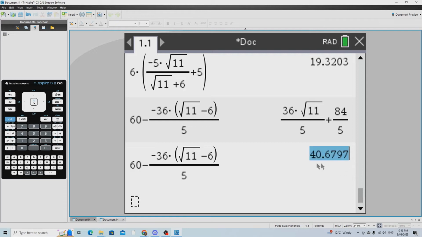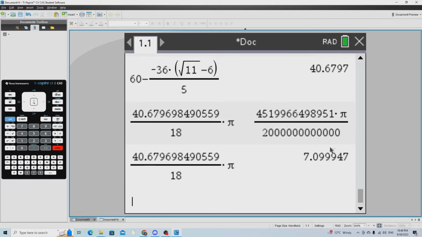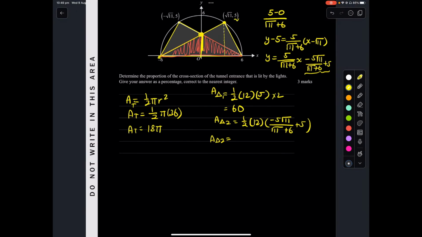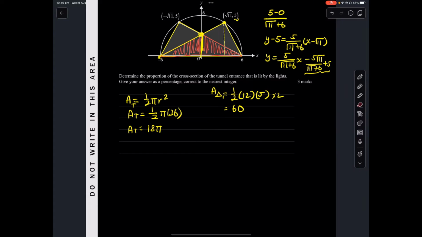So now we have this, 40 point something, divided by 18 pi, which is this. Oh my god, 18 pi then, how? What have I done here? Alright, let's quickly do this again. So I know that it's 60. Let me just do this whole calculation by calculator.